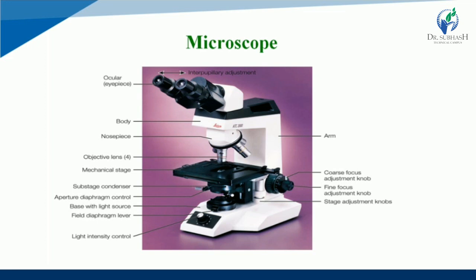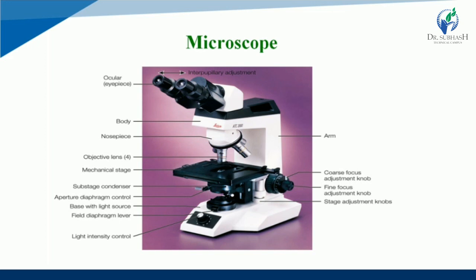What is objectives? Low power objective, high power objective, as well as oil immersion objective is present. So first one, what is low power objective? It is shorter objective and has a magnification of about 10x. Second one is high power objective. What is high power objective? It is longer than low power objective and has a magnification of about 40x.